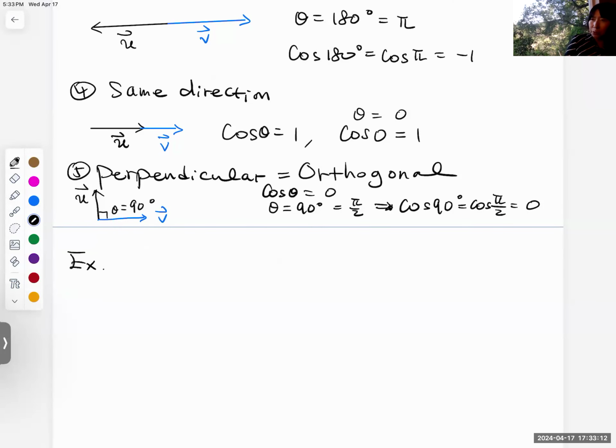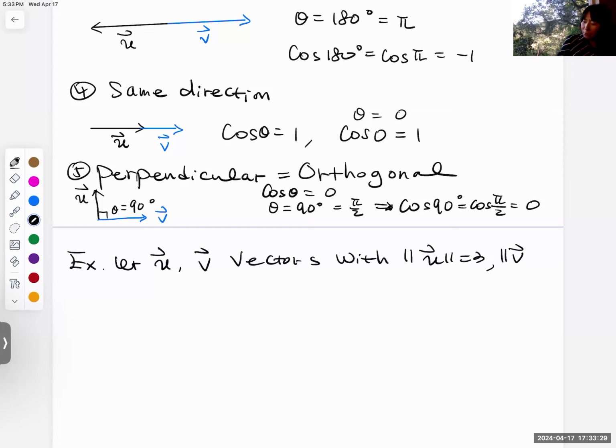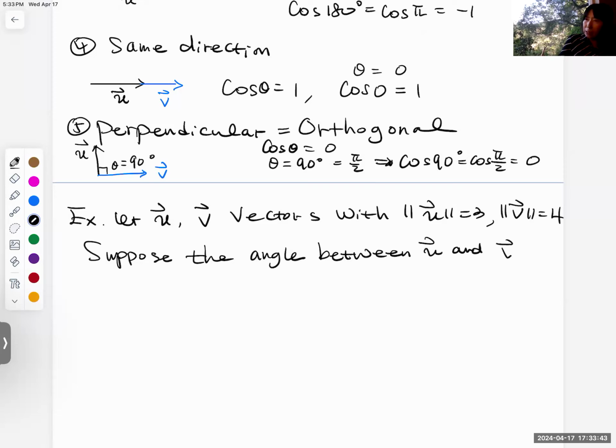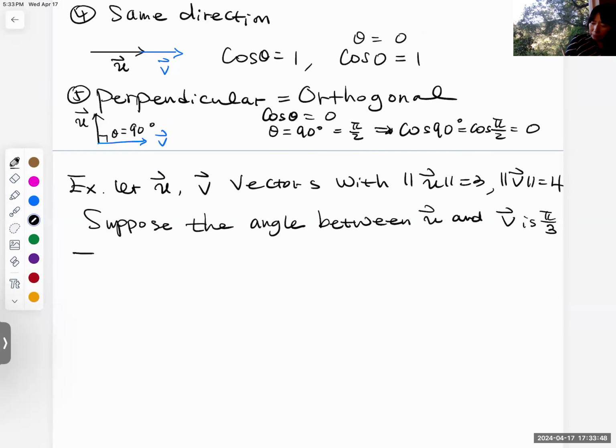Let's do this example. Let u and v be vectors with magnitude of u equal to 3, magnitude of v equal to 4. Suppose the angle between u and v is pi over 3. Okay, find the dot product of u and v.